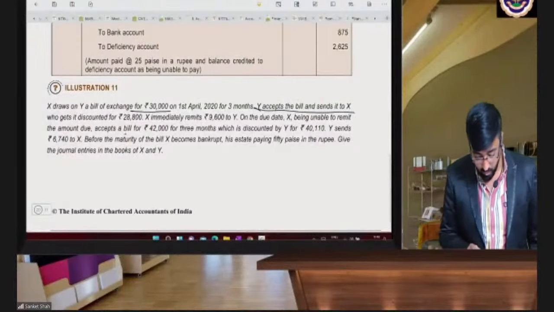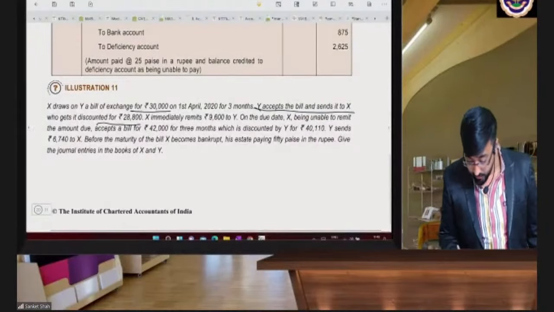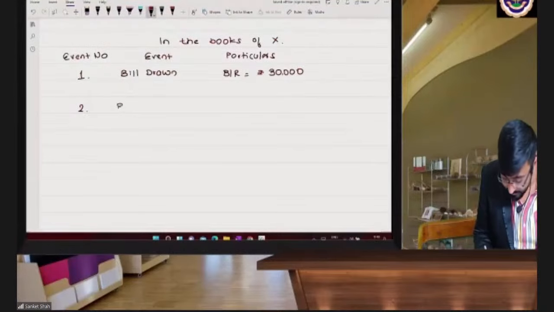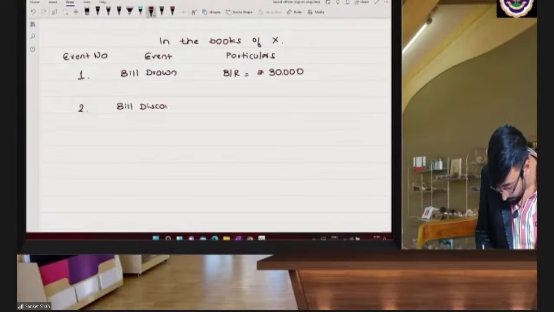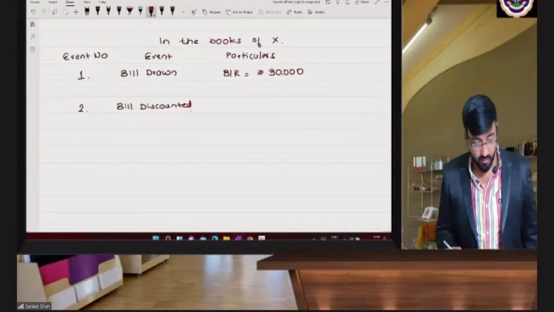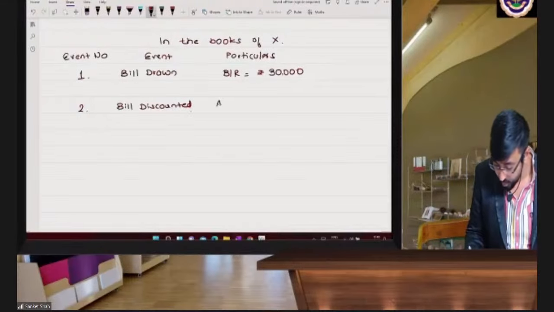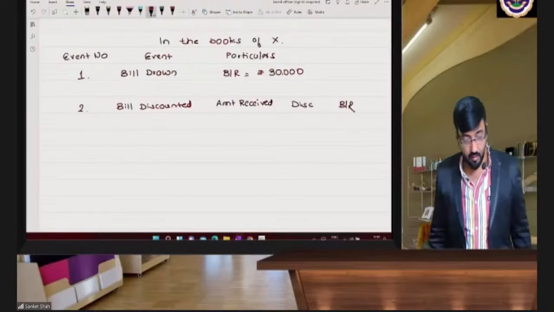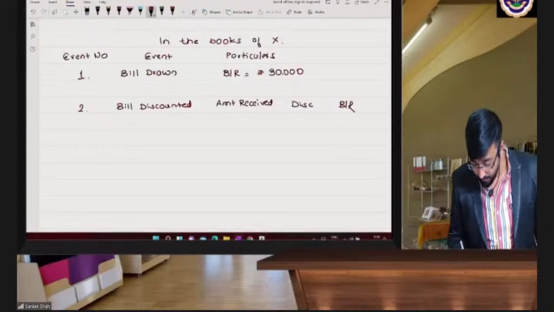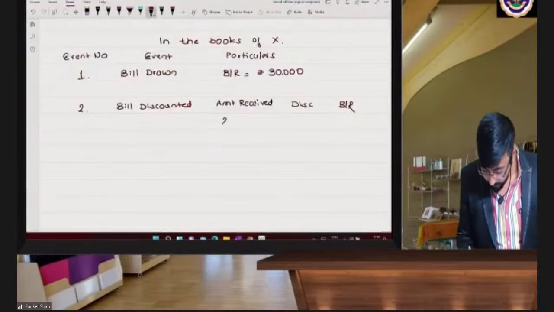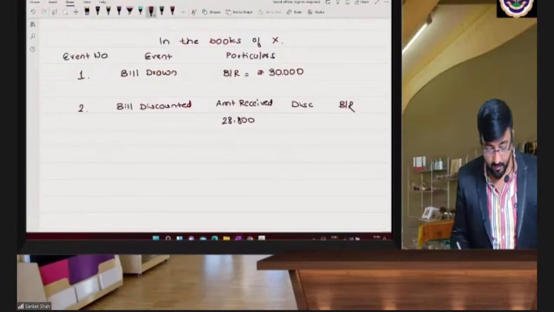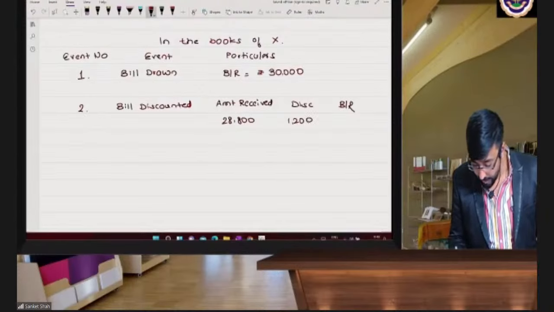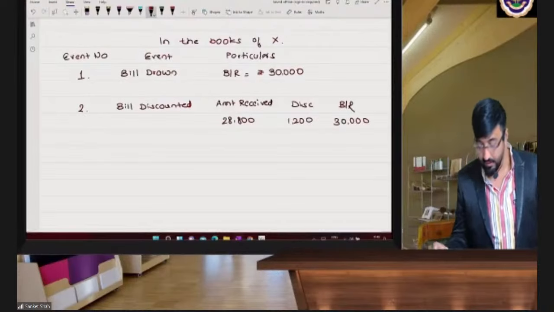Y accepts the bill. Okay. Now X discounted the bill. So the second one, bill discounted. Here we have the amount received, then the discount amount, and then the bills receivable amount. Can you tell me the amount? 28,800. So 1,200 is the discount and 30,000 is the bills receivable.